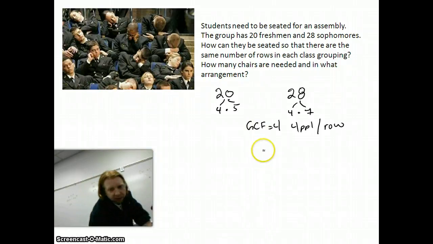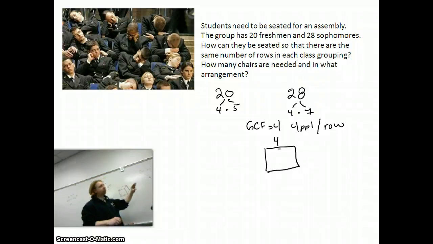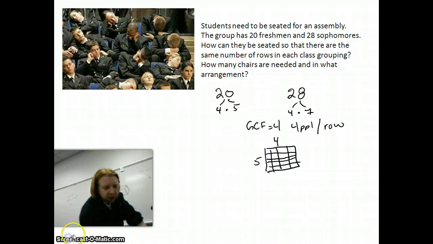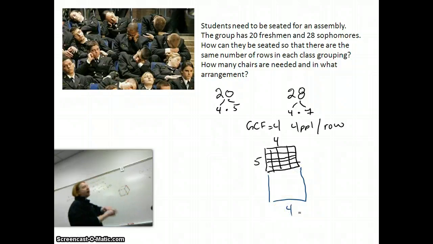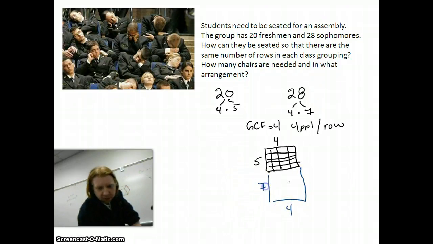So now when I organize, and I really do recommend you guys draw the rectangles, I've got 4 by what for the block of freshmen? 4 by 5. So there are going to be 4 columns and 5 rows for a total of 20. And then when I seat the sophomores, I seat them behind that. All right, they're 4 wide. How deep? 7 deep. And that'll give me 28 again.